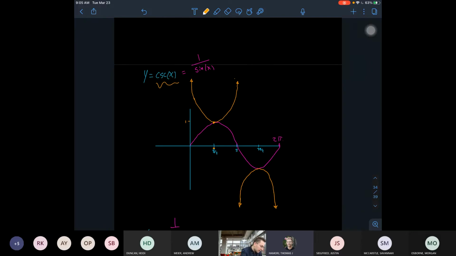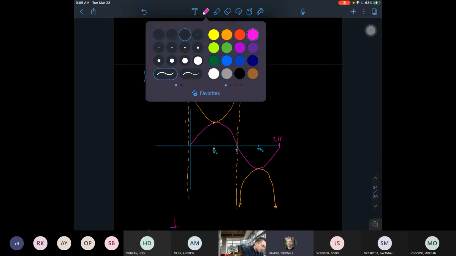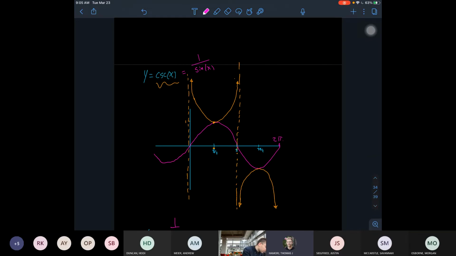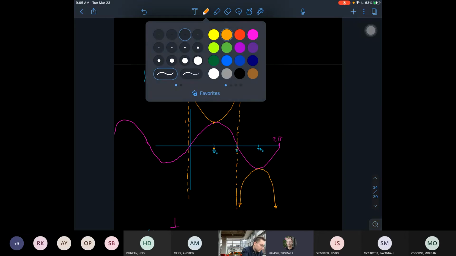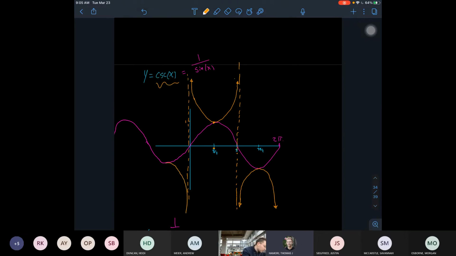Okay, so we again have asymptotes. This time instead of being at negative pi over 2 and pi over 2, we have them at 0 and pi. Okay, and then again, if we were to extend sine out in this direction, it looks something like this. And then our cosecant graph is going to look like this, and then like this. Okay, and so on and so forth.